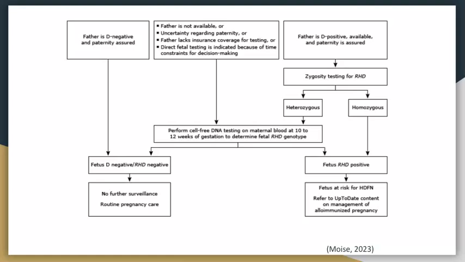And then this chart is just from UpToDate. I'm more of a visual learner, so this was really helpful for me. It just goes over, if the testing is negative, what are the next steps? If it's not available or uncertain, what would you do? And if it's positive, where would you go from that? So it's just an easy chart to follow.